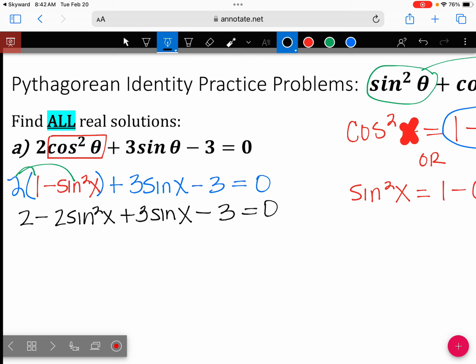All right, now what would you do? Look for what? Look for like terms. Do you have any like terms? -3 and 2. Yep, the -3 and the 2. So that would be a -2 sine squared x plus 3 sine x. And what is 2 plus -3? What do you get when you combine those two like terms? 2, -1, good.